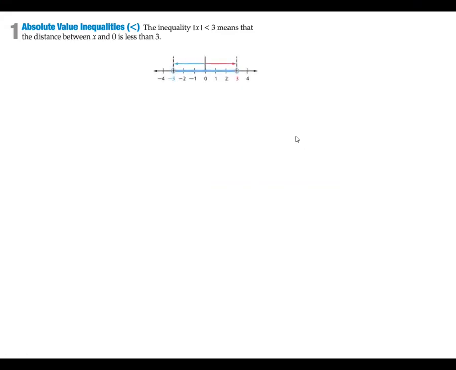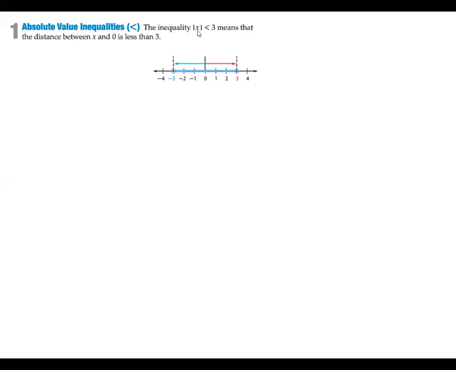So absolute value inequalities is our vocab this time. So absolute value inequalities involving less than. The inequality absolute value of x less than 3 means that the distance between x and 0 is less than 3. So remember, absolute value means the distance something is from something on the number line. Okay? So if I want the distance between x and 0 to be less than 3, I can go either way from 0, 3 units either way on the number line, and that's everything in between there. Now, since it's strictly less than, I don't shade in the endpoints.